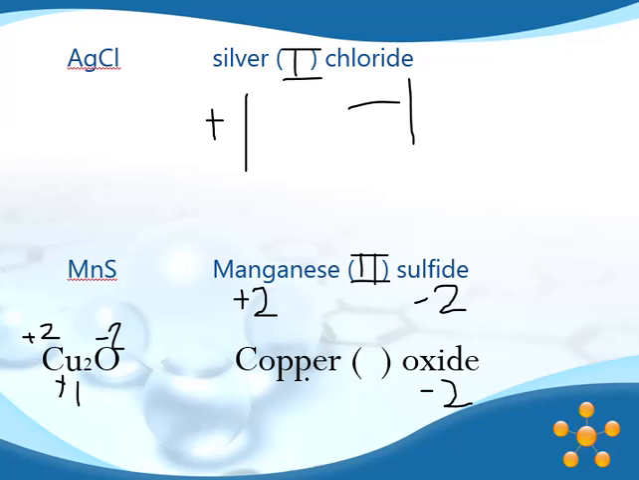Okay, so you've got 2 coppers for every 1 oxygen. So you need 2 1 positives to cancel out that -2. So what goes into the parentheses? A 1 or a 2? Well, it's a 1 because your overall total charge on each copper is +1.